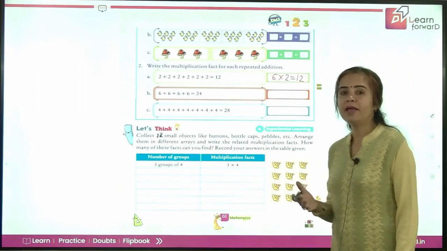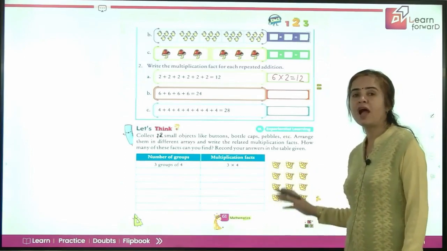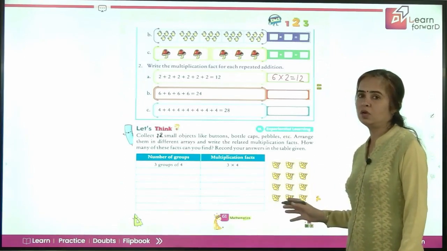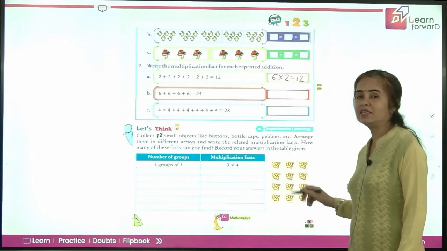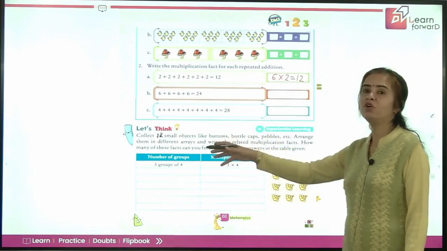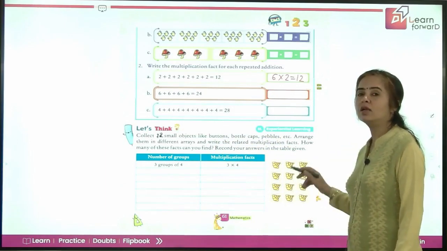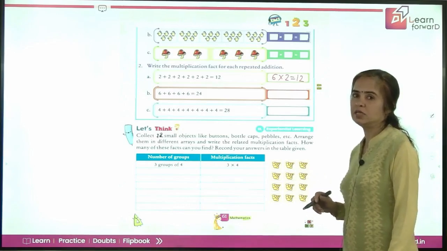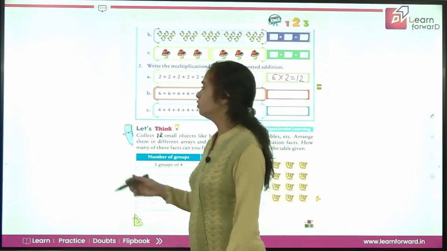What do you mean by array? This is an array, an arrangement in which you have some number of rows and columns and nothing should be left out. So you have to arrange them like this. So if you have 12 small objects, see how these are arranged. 3 columns of 4 shells each. So let's see in what other ways can you arrange these 12 small objects.